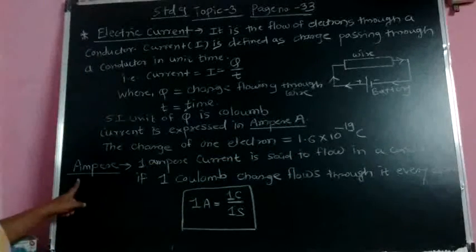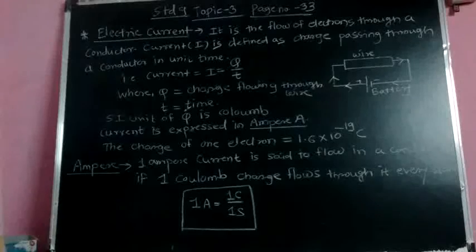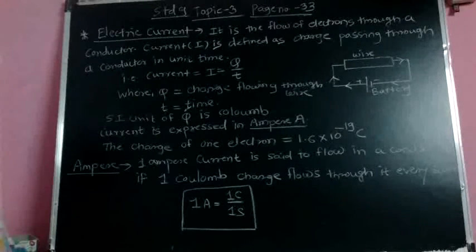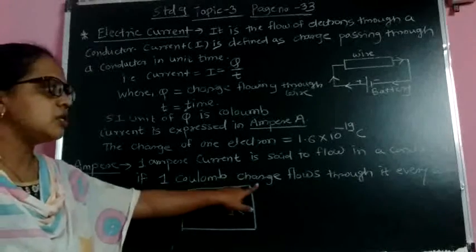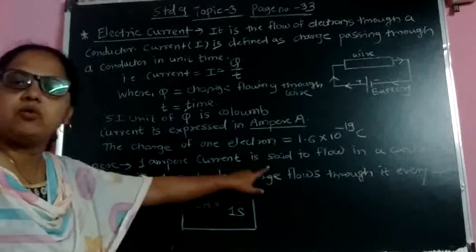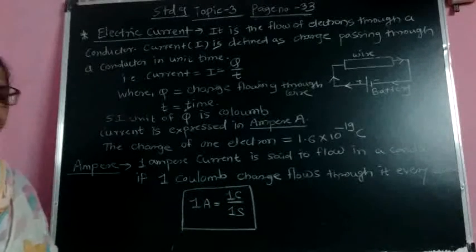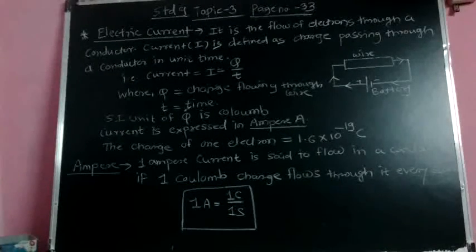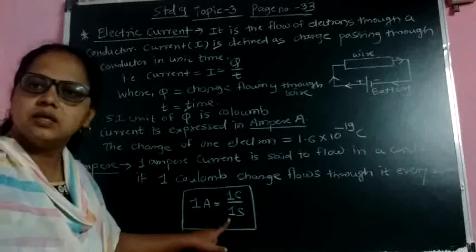Now, what is the definition of ampere? 1 ampere current is said to flow in a conductor if 1 Coulomb charge flows through it every second. So 1 ampere is the ratio of 1 Coulomb upon 1 second. You can see here 1 ampere is equal to 1 Coulomb upon 1 second.